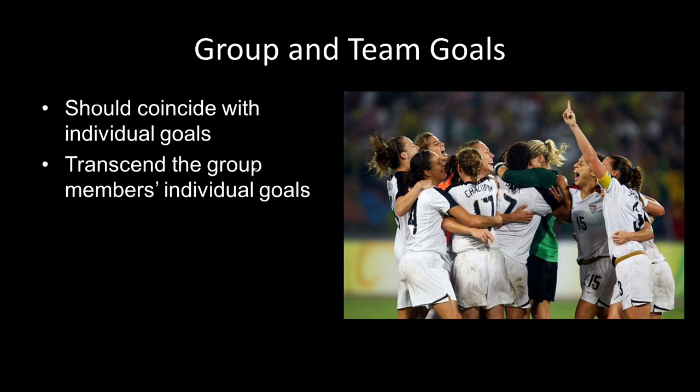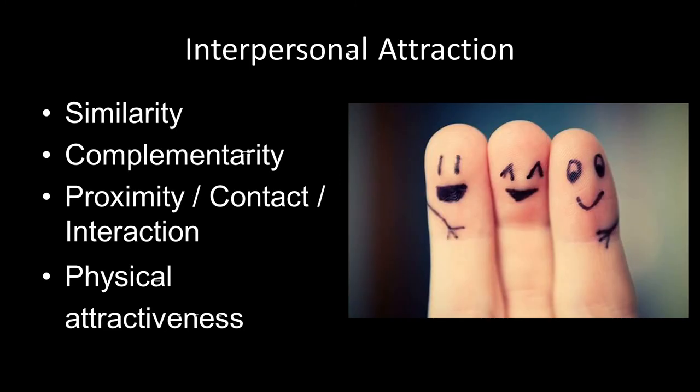When we talk about group and team goals, there's an interesting intersection that should take place. For groups to be successful, the goals of the group should coincide with individual goals. We'll talk about this later, but when any one individual's goals take the forefront over the group goals, that tends to create tension and conflict inside the group. And so there needs to be a certain amount of transcendence where the group's goals get put towards the front and the individual goals hopefully become subsumed inside of that.